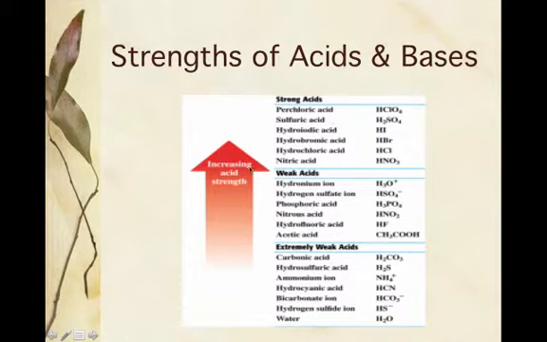So here are the strong acids. So perchloric acid, sulfuric acid, hydroiodic acid, hydrobromic, hydrochloric, and nitric acid. And these are the weak acids and then extremely weak acids. This doesn't include all of the acids. This is just a list in your book, okay?